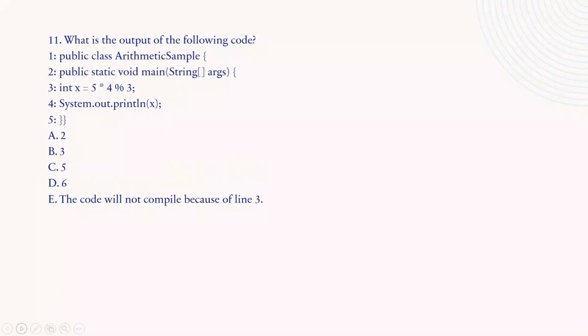Going to 11, the answer is pretty simple. The answer is A, which is 2. Why is that? Very simple question. The multiplication and the percent operator have the same operator precedence, so the operations are evaluated from left to right in this manner, right? So the result of 5 times 4 is 20 and 20 modulus 3 is 2. Very simple. So the remainder is 2, right? Obviously 2 times 6 is 12 and we have 20 minus 18, which is 2. That's why the answer is 2.